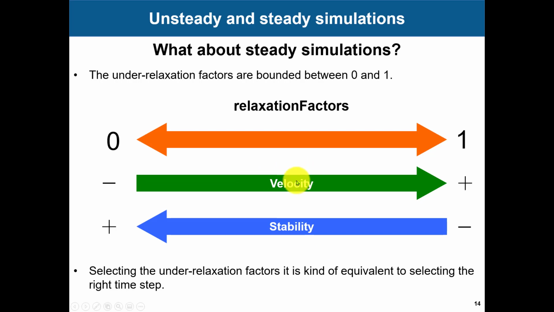Generally speaking, usually these values are between 0 and 1. If you use a value larger than 1, it will be over-relaxation. Okay, so as you increase it and go closer to 1, you gain speed, you will converge faster, but the fact that you are converging faster doesn't mean that you have stability. So as you increase it, you are losing stability. So see, that is a compromise.